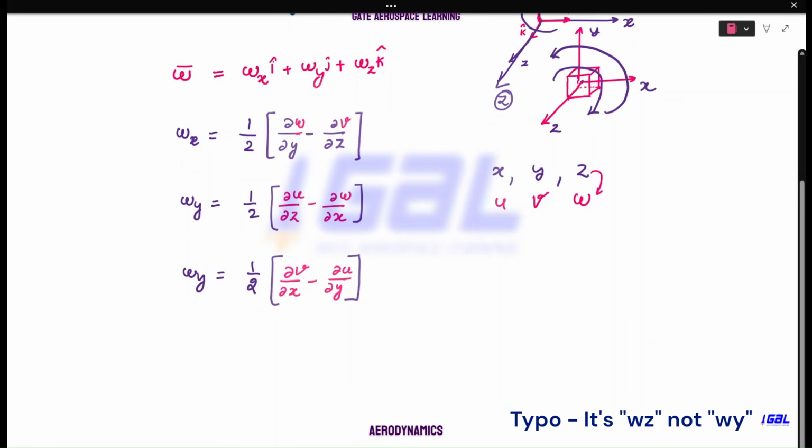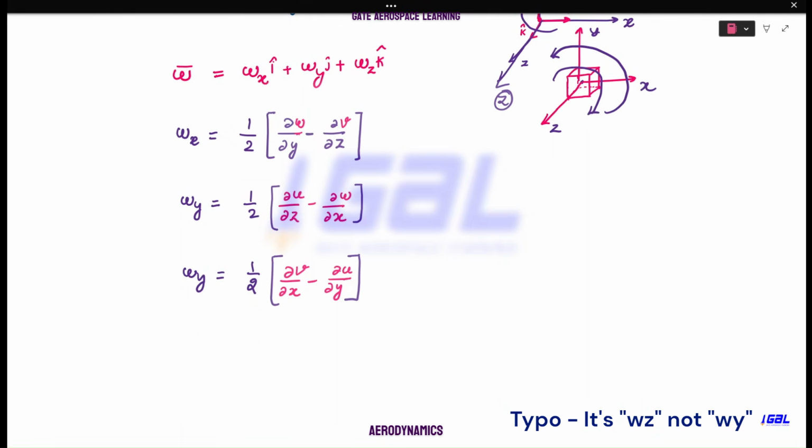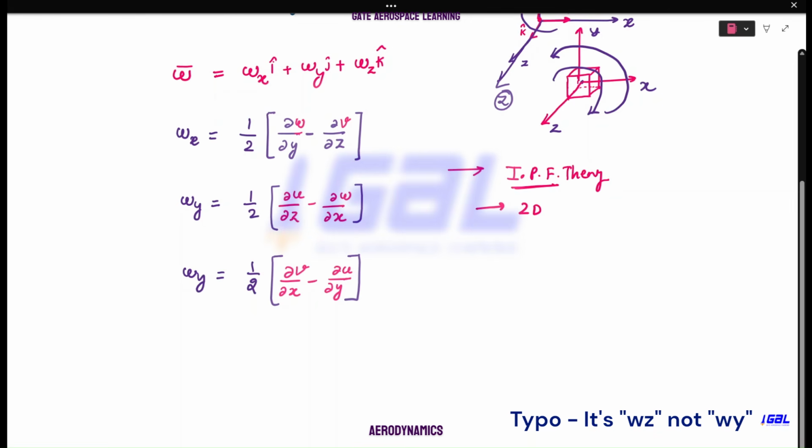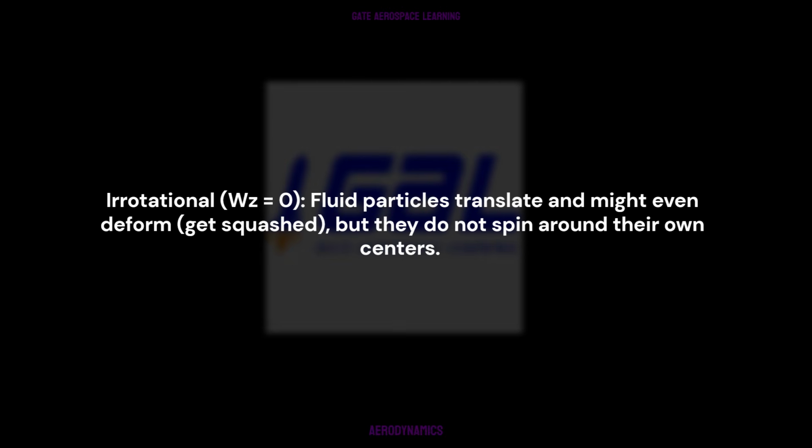Now please understand a very important condition. When you enter the ideal potential flow chapter, your flow field becomes 2D. You will not consider the z-axis or depth in that case. When you come to ideal potential flow, depth is not considered; depth is considered as unity.